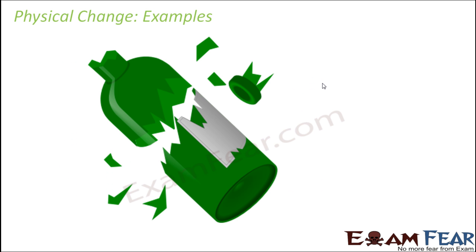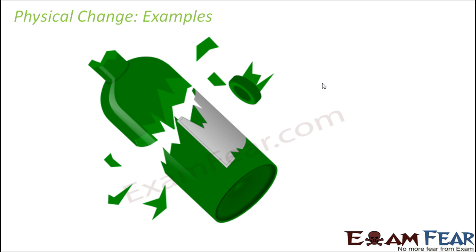We are now going to discuss some more examples of physical change. The first example we will take is breaking of a glass. If a glass breaks, what happens? What changes? The shape of the glass changes, of course. Initially it was one complete glass. Now it is like broken pieces of glass of different shapes and sizes. So the size changes, shape changes. What else changes? The texture, the appearance also changes.